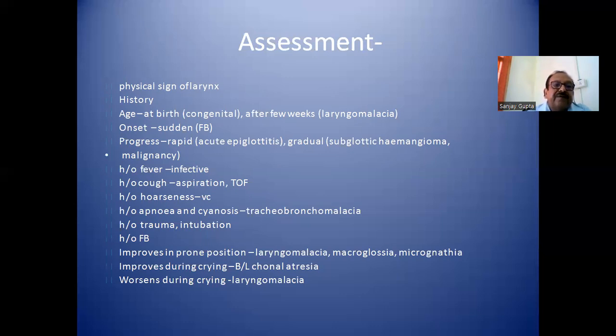There is history of fever. We have to exclude the infective causes. History of cough. It can be due to aspiration or a tracheoesophageal fistula. If there is hoarseness, there could be a vocal cord paralysis or a vocal cord growth. Apnea and cyanosis. There can be bronchomalacia. If there is history of trauma, that could be because of intubation. History of foreign body.